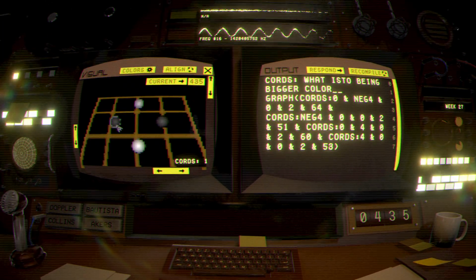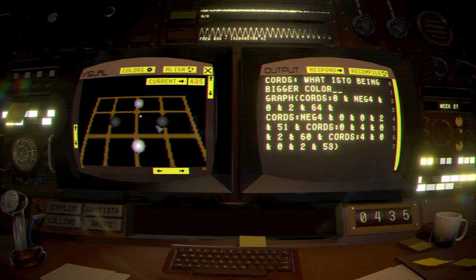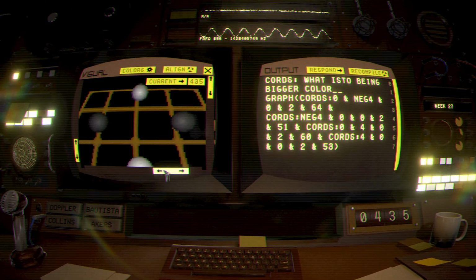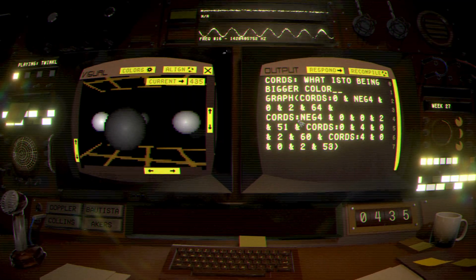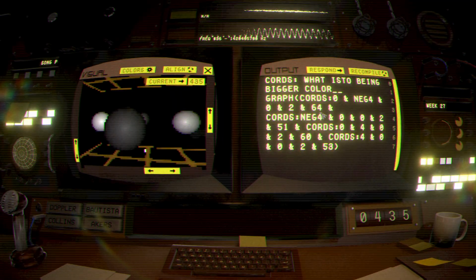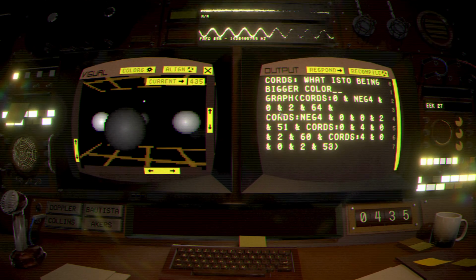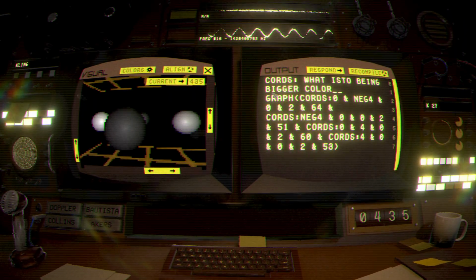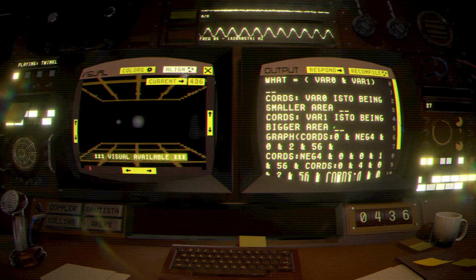What is like being the biggest color? Is that like the darkest? Are they different colors? No, I think they're the same color. So if I'm looking, I think color is the last one, right? The 64 is the brightest. So what is like being the bigger color, like the brightest color? So coords 0. Okay. I think I'm kind of getting it.